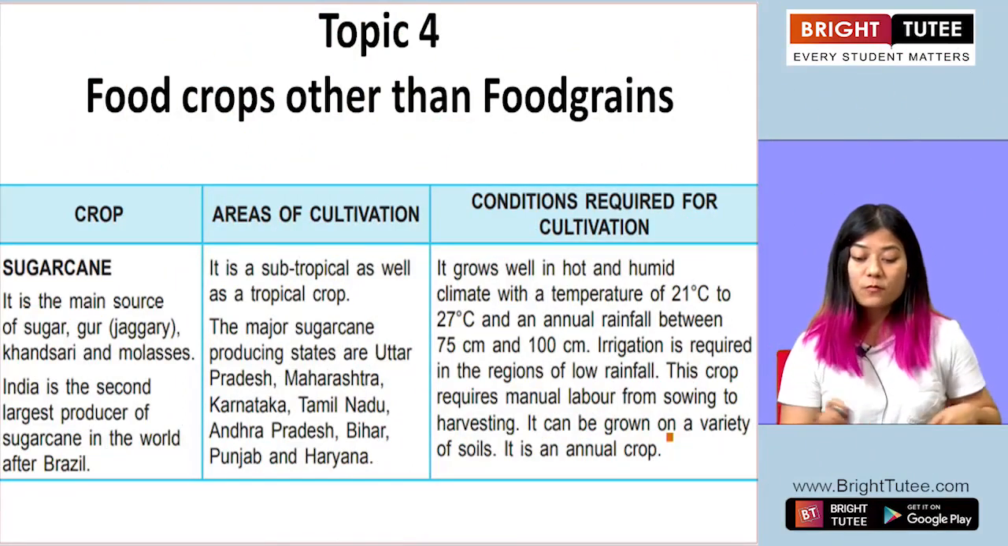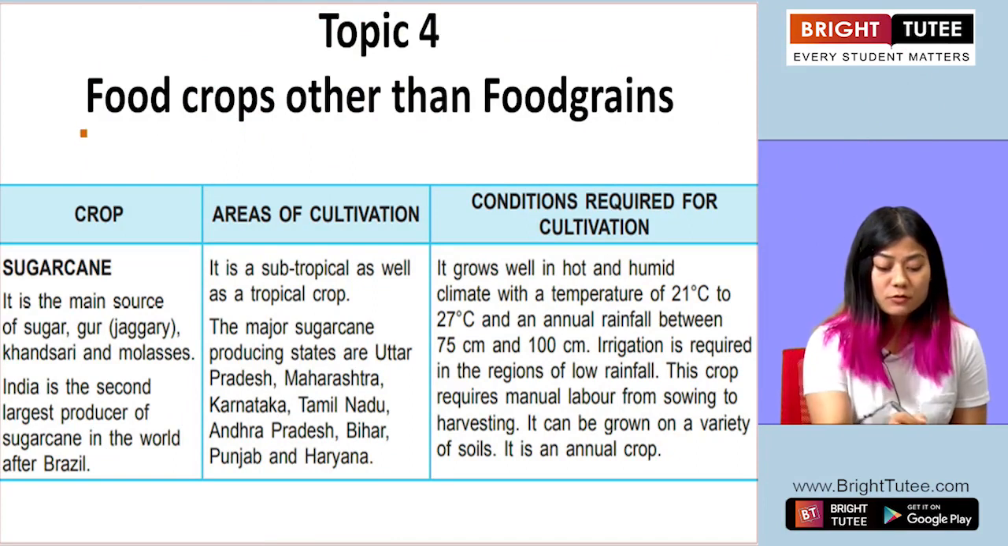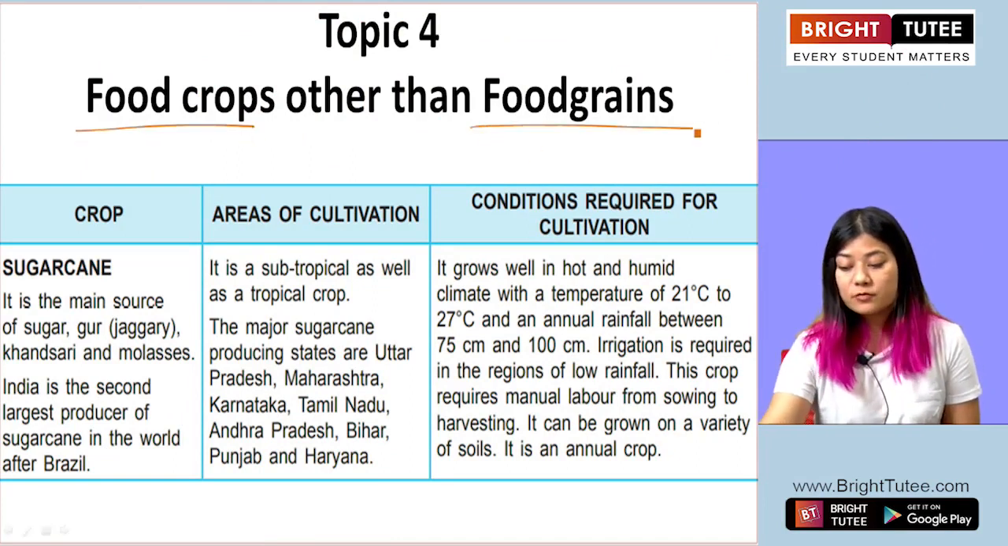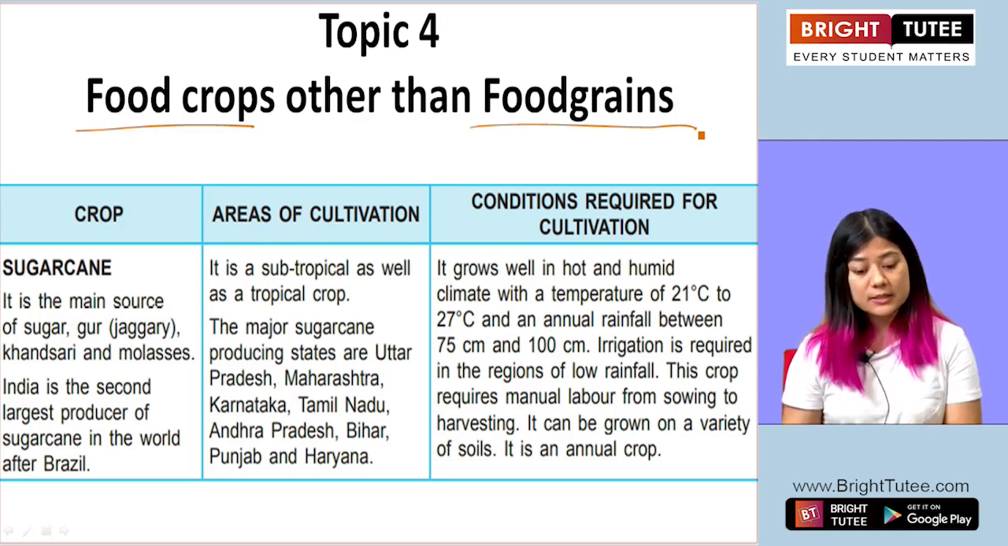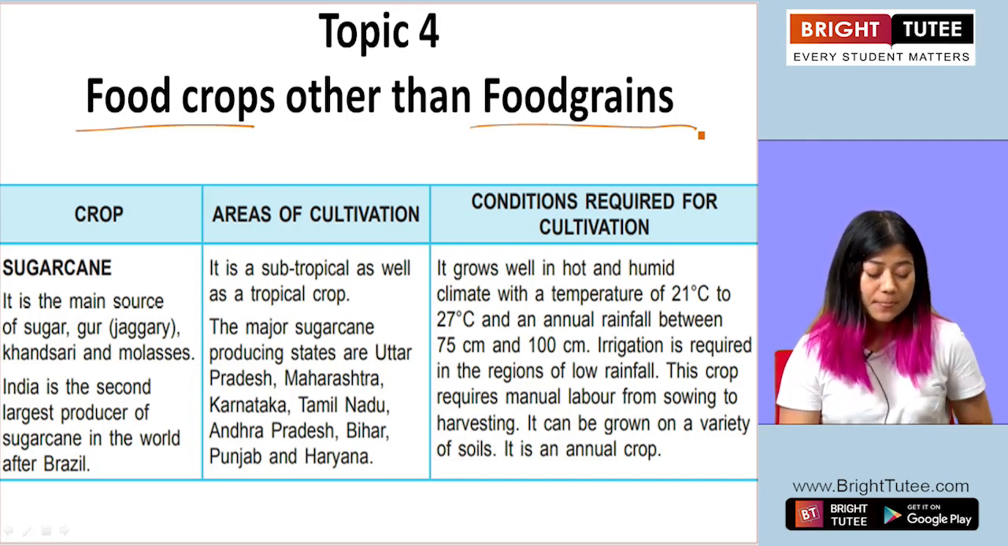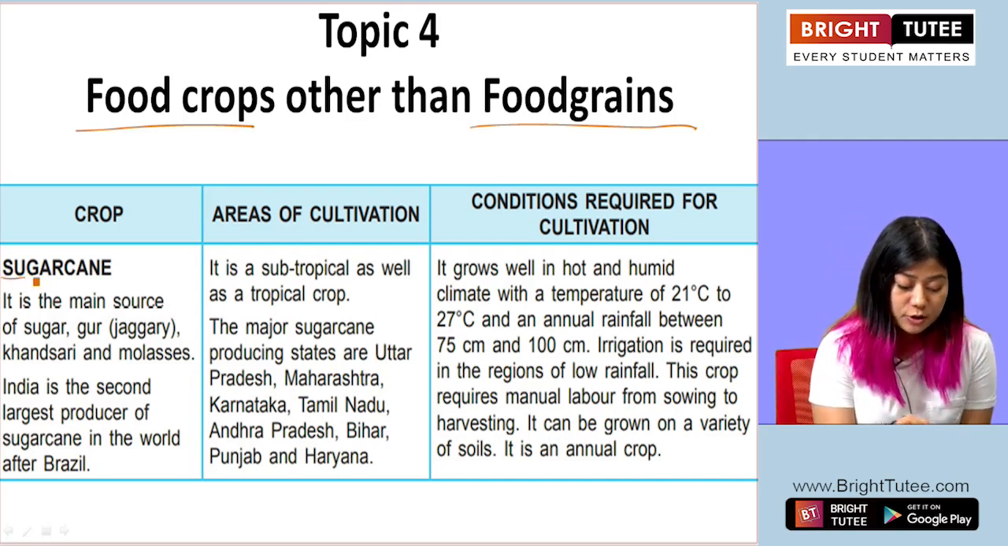With that, we move on to the fourth topic. Now here we look at food crops other than food grains. In the earlier topic, we looked at food grains. Okay, now we look at other crops which are food crops, but they're not food grains. So the first one is sugarcane.